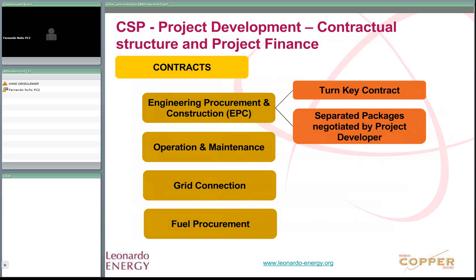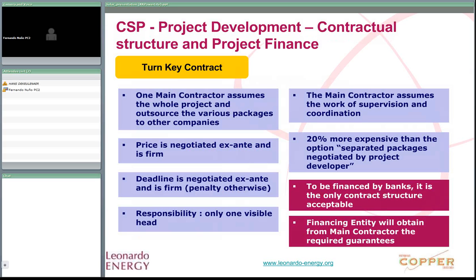Contractual structure and project finance. The basic contracts in this technology are the EPC (engineering, procurement and construction), operation and maintenance, grid connection, and fuel procurement. The EPC can be a turnkey contract or separated packages negotiated by the project developer. In a turnkey contract, we find one main contractor that assumes the whole project and outsources the various packages to other companies. The price is negotiated ex ante and is firm, as is the deadline, otherwise there will be penalties.